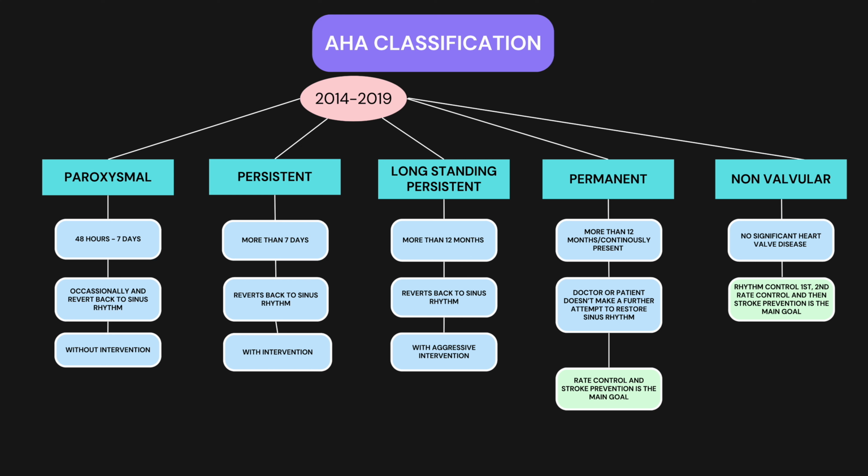Okay, so paroxysmal is that kind of AFib which, for example, lasts like 2 days or maybe 1 week, not more than 1 week, and it does revert back to sinus rhythm without any intervention. So you do nothing for the patient, and the patient gets back to sinus rhythm within 7 days. This is paroxysmal AF. Okay, so that was the thing I was talking about.